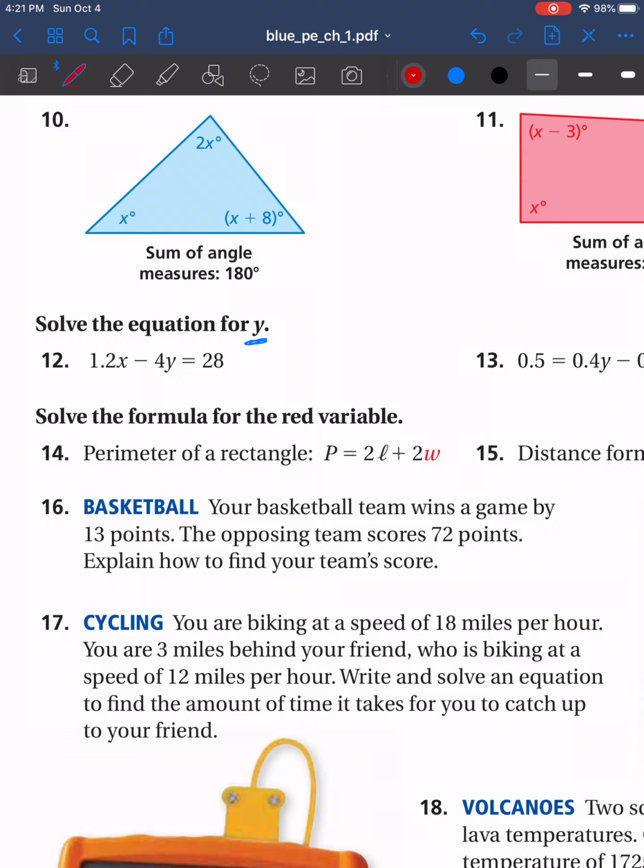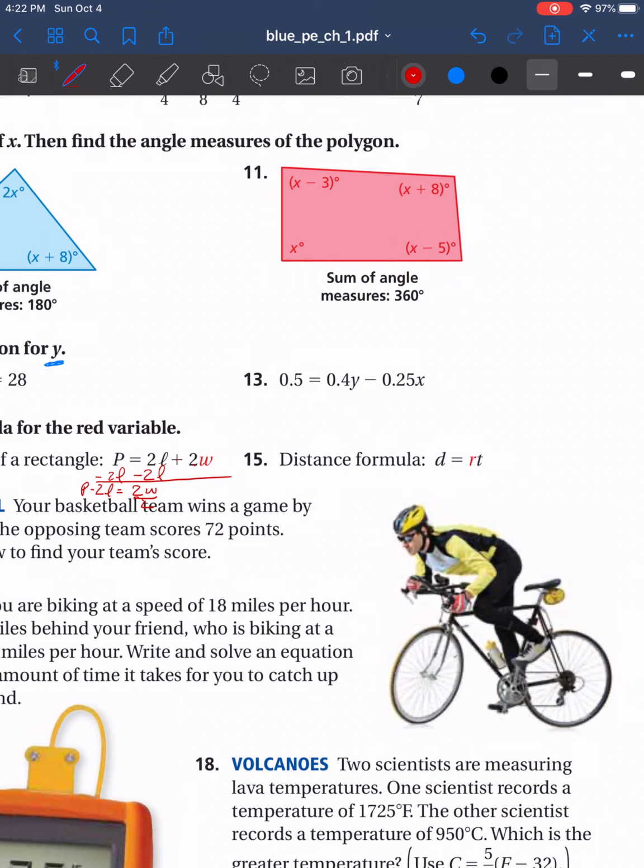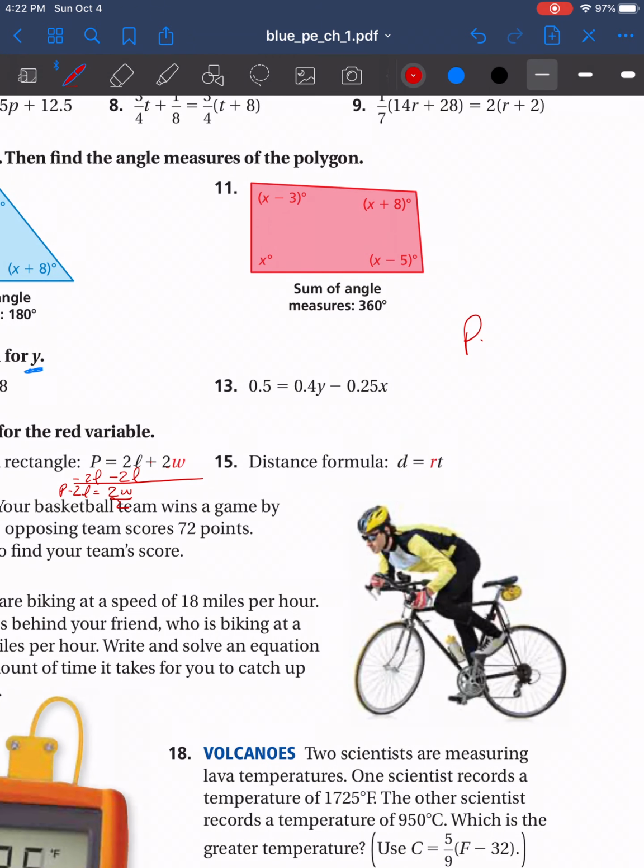Now, we can't directly get rid of that 2 yet. We have to get rid of the 2l. 2l is being added to 2w, so we need to subtract 2l. So now we have p minus 2l equals 2w. I'm already running out of room. How do I get rid of the 2 next to my w? Well, I've got to divide it by 2. Here, I'm going to rewrite this somewhere where I actually have some space. I had p minus 2l equals 2w.